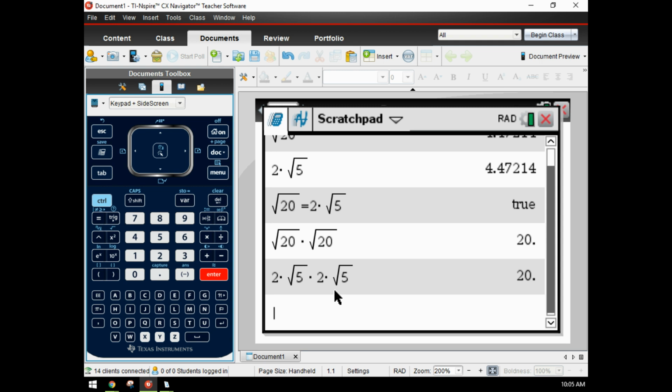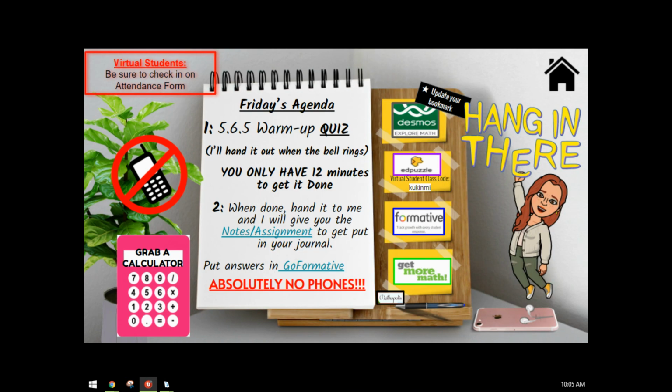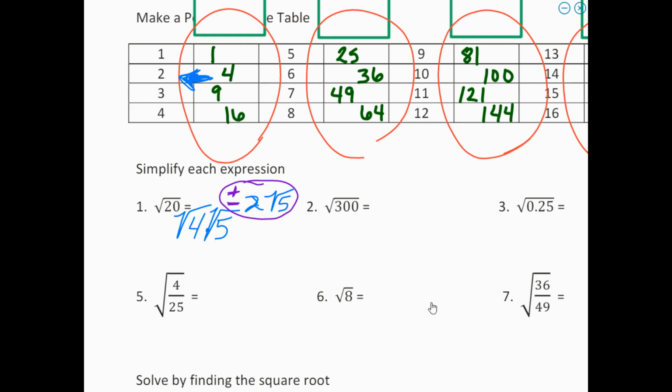So simplifying radicals is something we did. We did some with just numbers, but we saw them more with the variables underneath them. Okay. So back to question number 2 here.